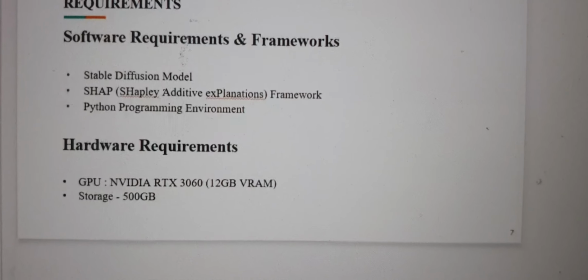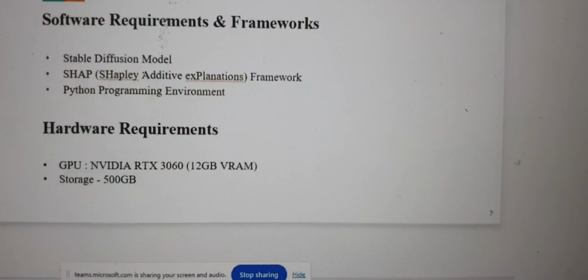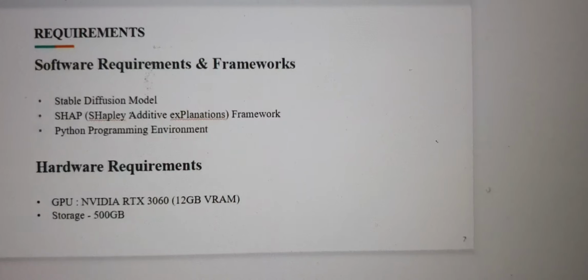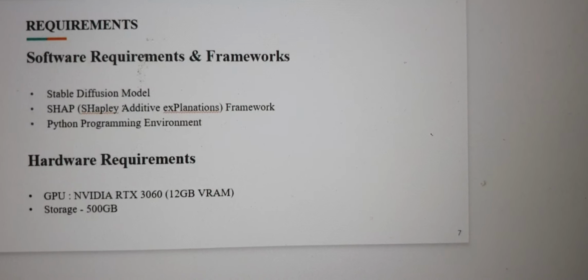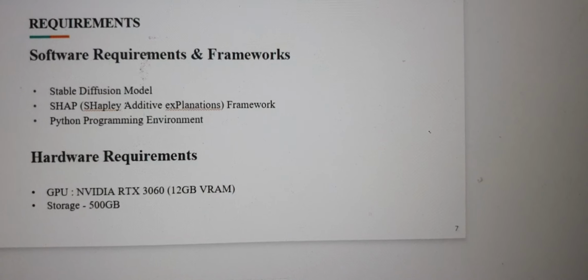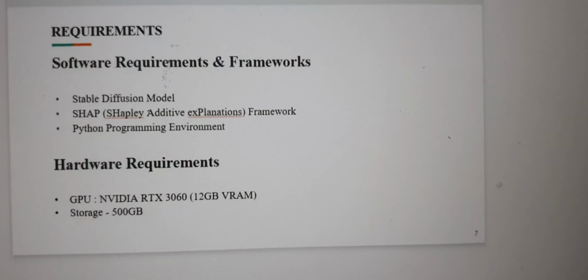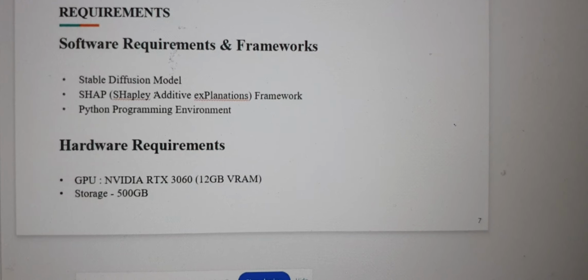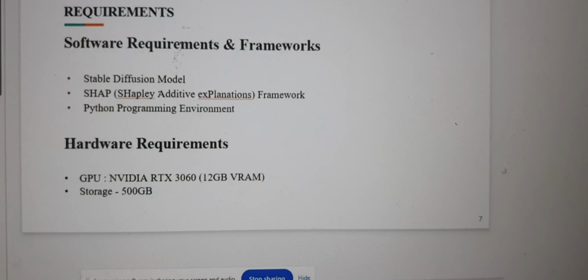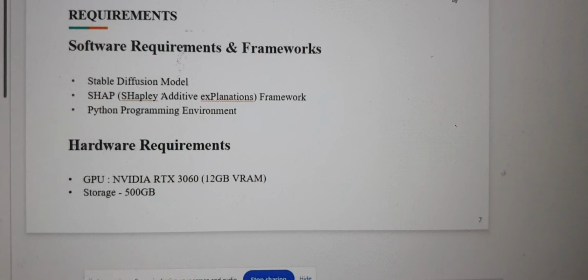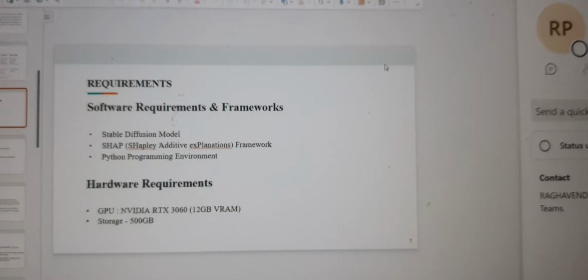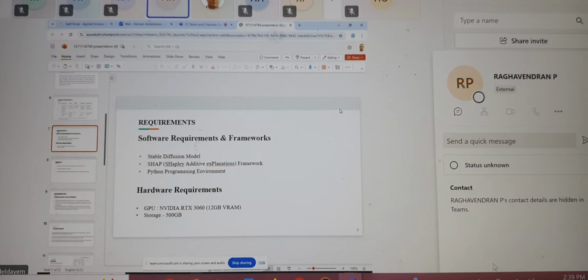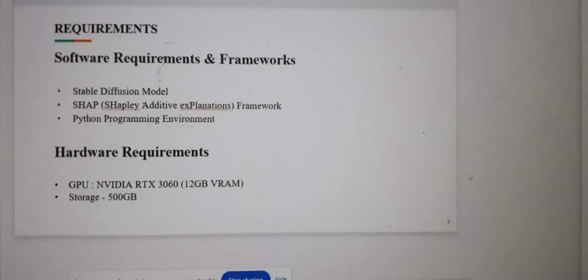So the model we are trying to use is a stable diffusion model, which is a text-to-image model. We'll give the user requirements as input and get a floor plan as output, and we are trying to integrate something called SHAP. With the output generated by AI in the present world, the user does not know what has actually influenced that output. Now we are trying to integrate a SHAP algorithm, which can analyze what factors actually influenced the model to generate that kind of output. We are using Python as our programming environment for developing this platform.